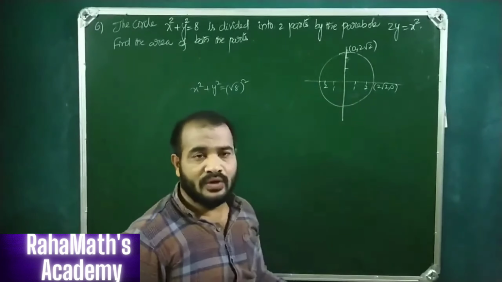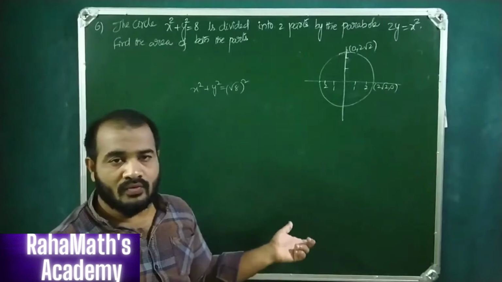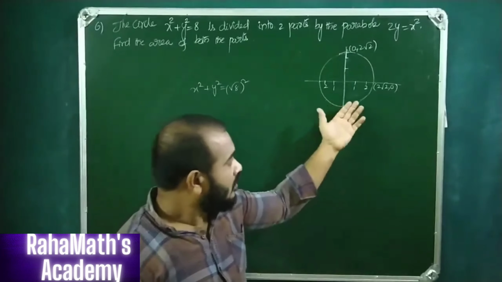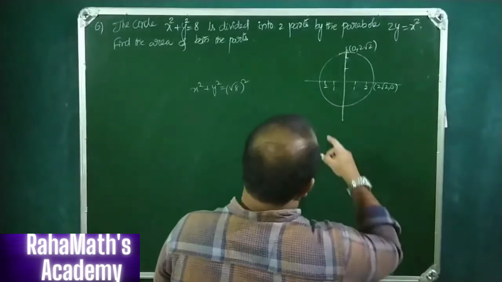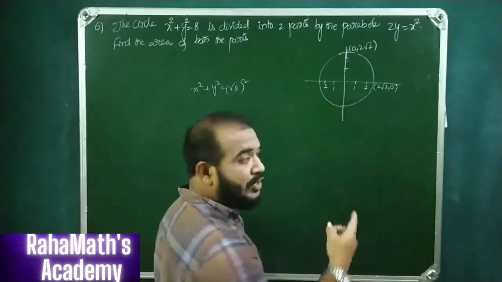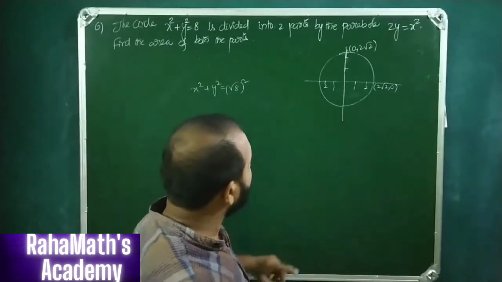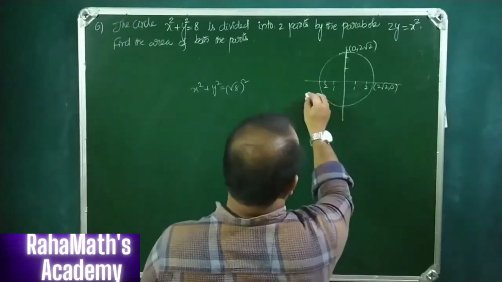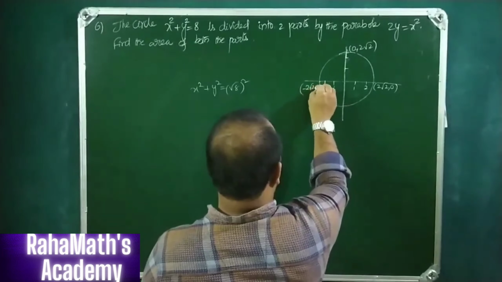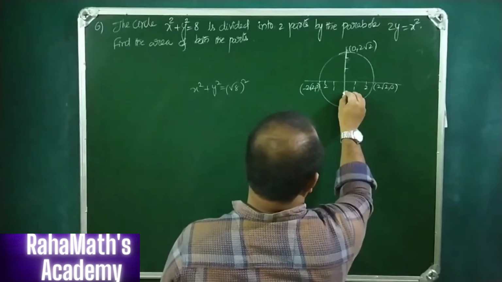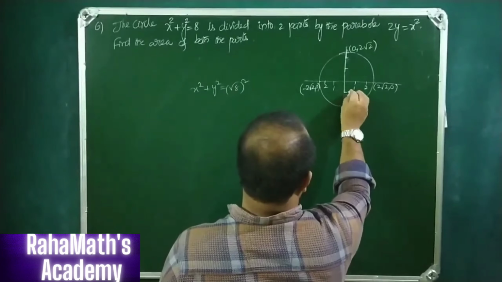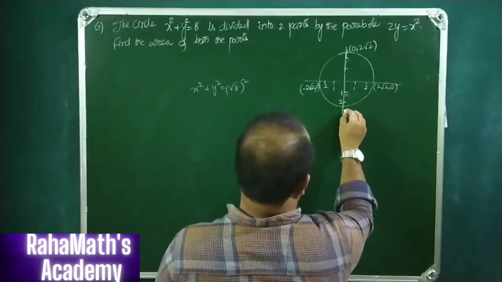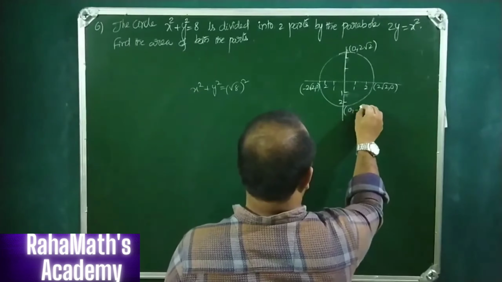2 root 2 is 2 into root 2, which is 1.414, so that is 2.828, which is below 3, nearest to 3. Okay, so this is minus 2 root 2 comma 0. This is 1 and this is 1, this is 2, and this is 0 comma minus 2 root 2.